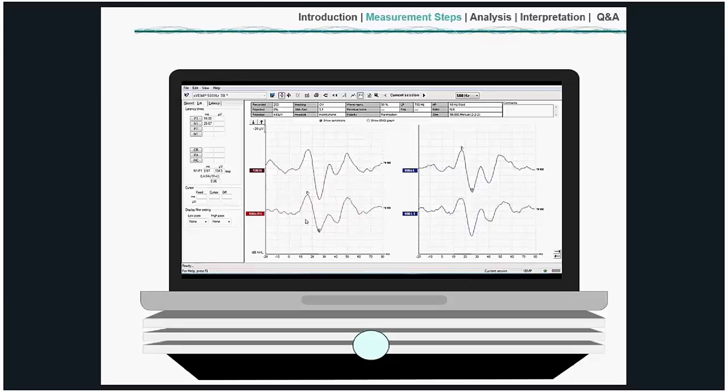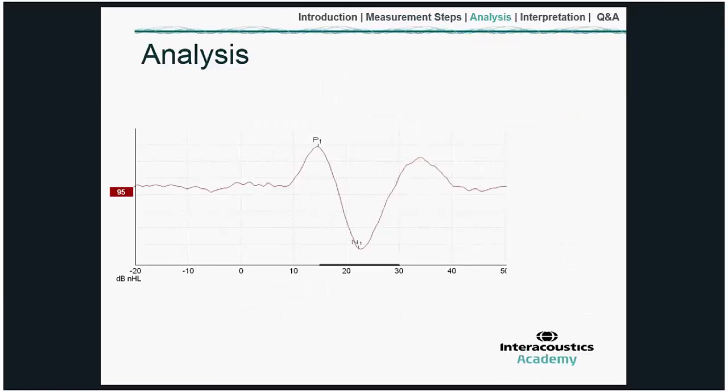But this slide is really just to show you how easy it is to record these measurements. Let's actually look at the analysis.